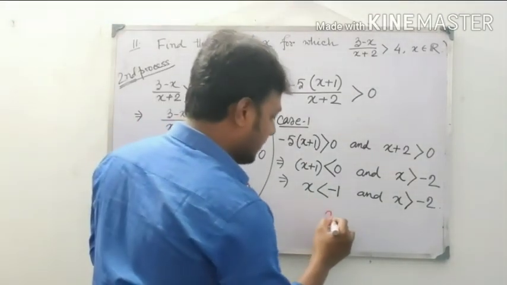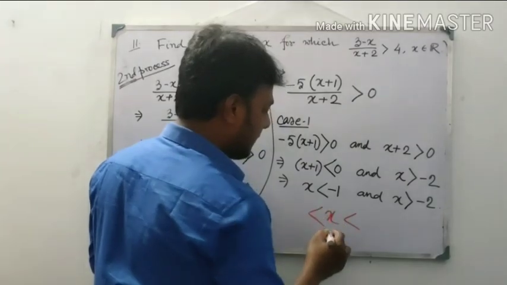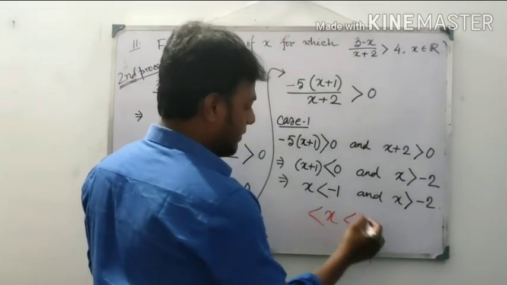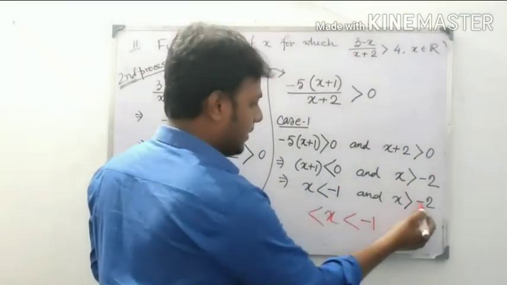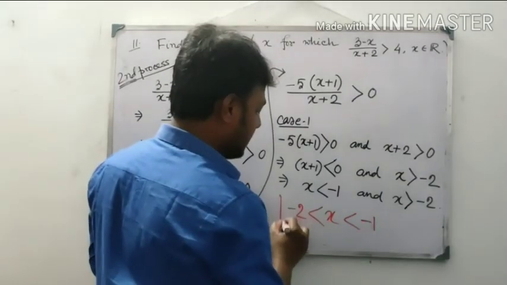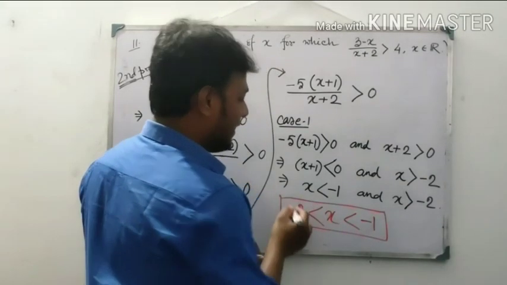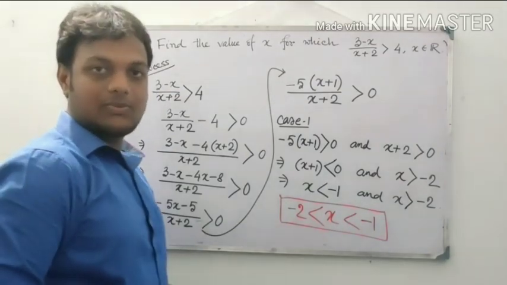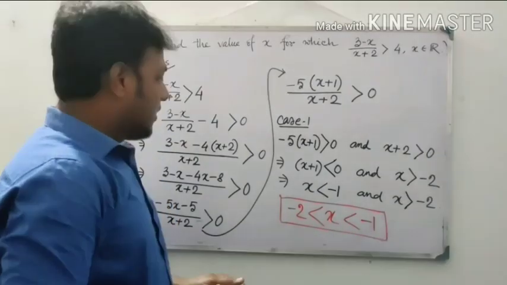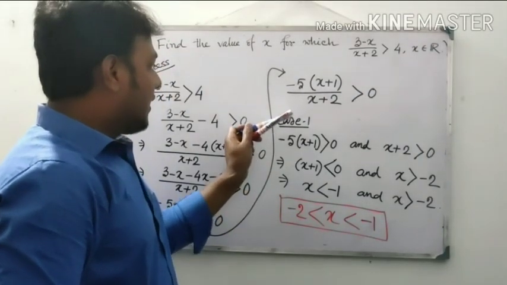If we combine these two, then in the middle this is x, and in this gap minus 1 is there, and around this vertex minus 2 is there. So see, this solution is the same as the previous one. Understood? So this is case 1, and case 2 is there.